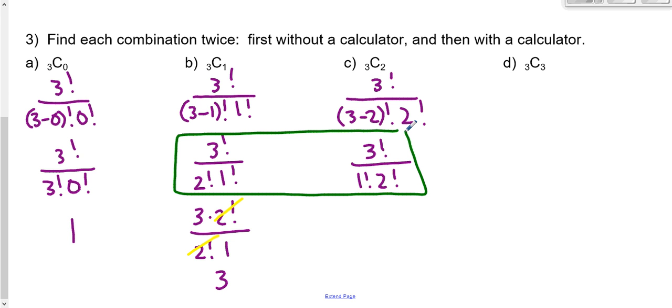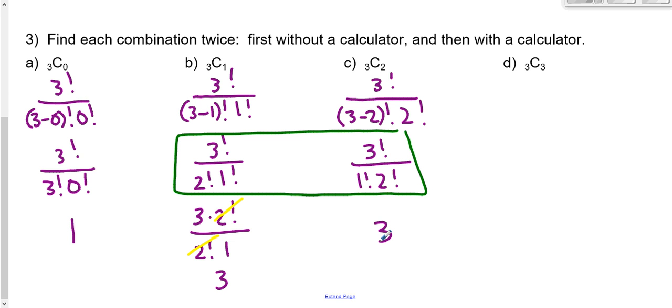If there are 3 pizza toppings available, mushrooms, green peppers, and olives, you can either say, I choose mushrooms, you've chosen 1, or you can say, I don't choose green peppers and olives, and you've not chosen 2. They're going to be the same thing. So we end up with 3 again.